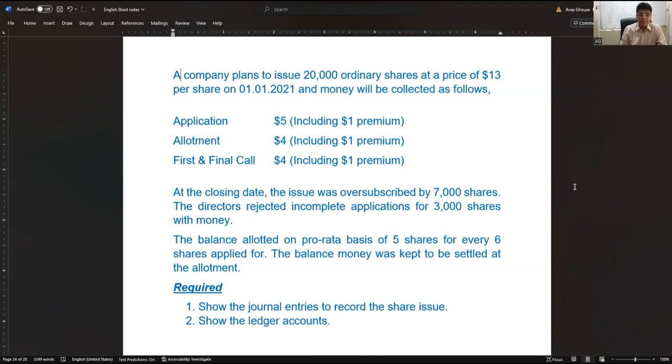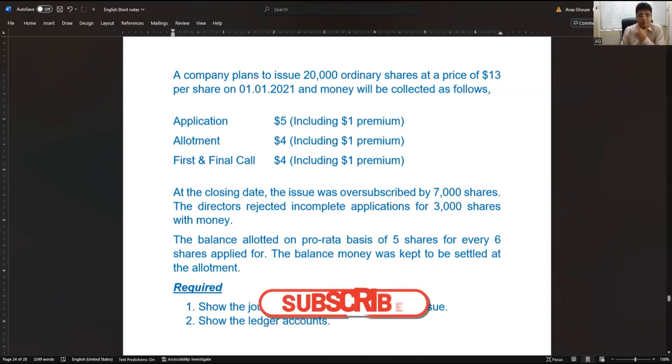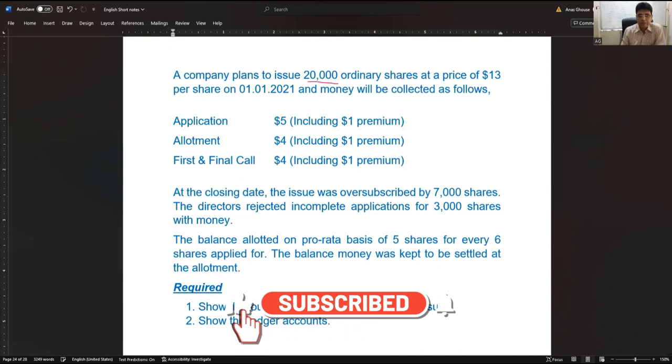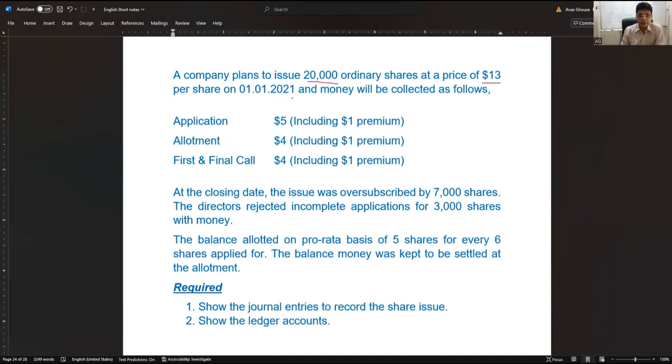A company plans to issue 20,000 ordinary shares at a price of $13 per share on 1st January 2021, and money will be collected as follows. Application money, $5, including $1 premium. Allotment, $4, including $1 premium. First and final call, $4, including $1 premium. So altogether, the total price will be $13 per share.